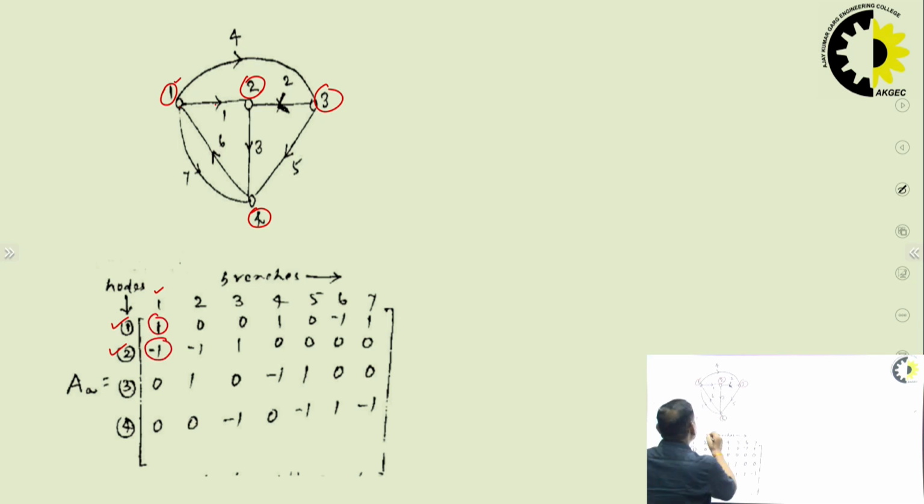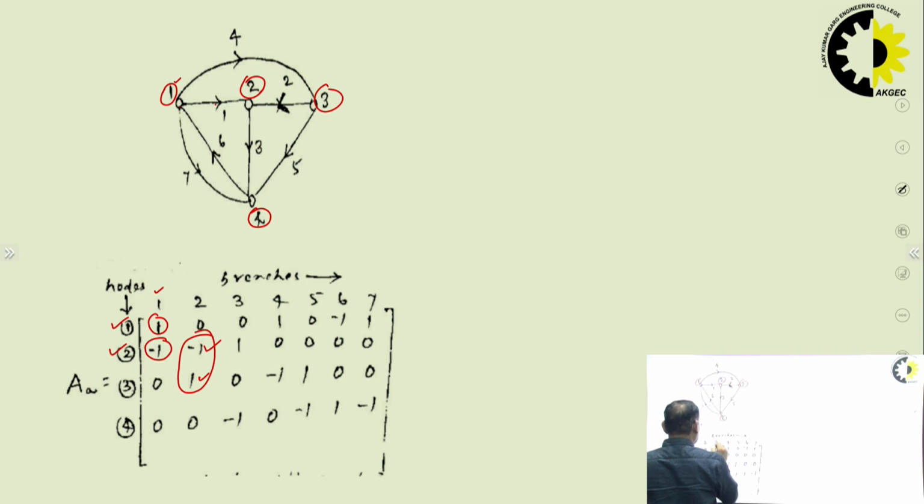Then simply for branch 2 we can see that it is between node 2 and 3. It is incident at node 2, orientation is towards node 2, so it will be minus 1, and it is away from node 3, so it is plus 1.